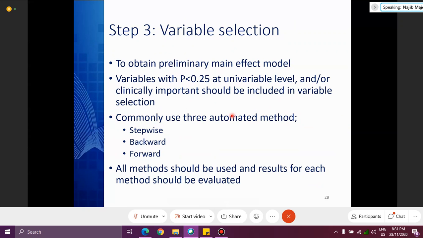Yes, for some people, they don't want to use automated methods. They want to use the purposive method, right? So in the purposive method, they manually enter whatever variables are to be included in the model, right?